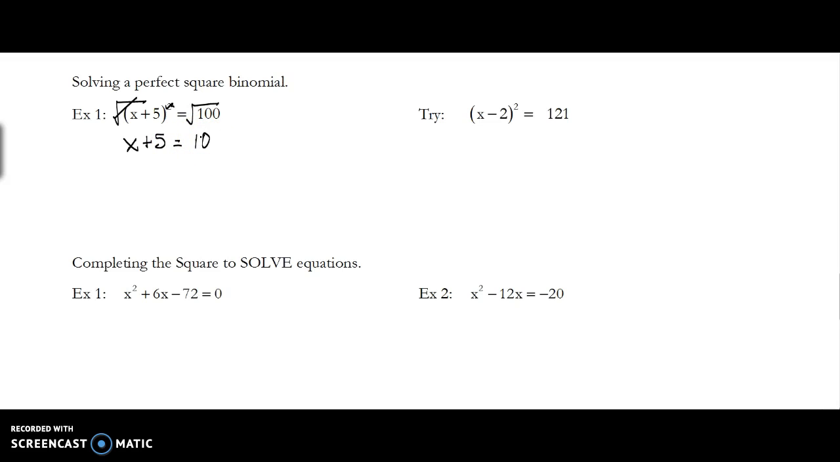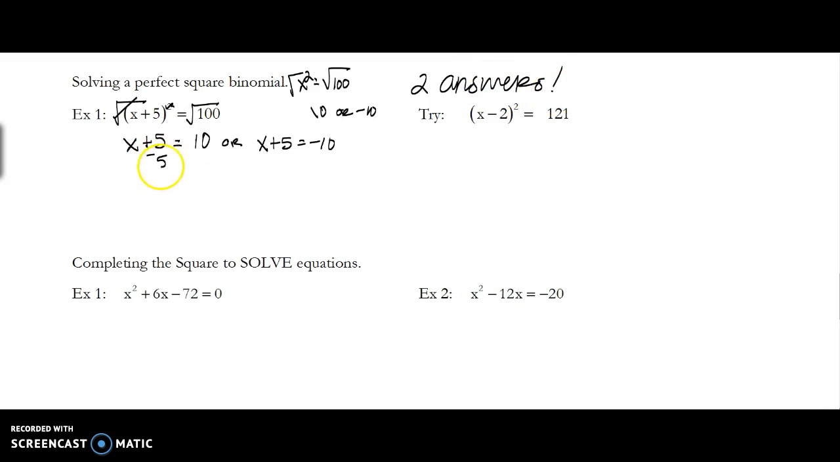But it's not just 10. Because if you remember, anytime you take the square root of a number, it would be 10 or negative 10. Because if you square root this, you have 2 possible answers. So we're going to say x plus 5 equals 10 or x plus 5 equals negative 10. Okay, you always have to have 2 answers when solving.